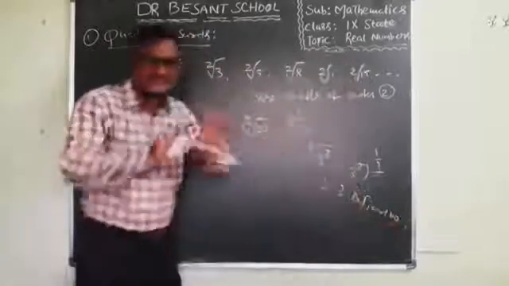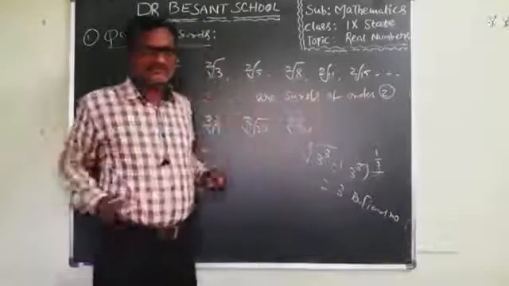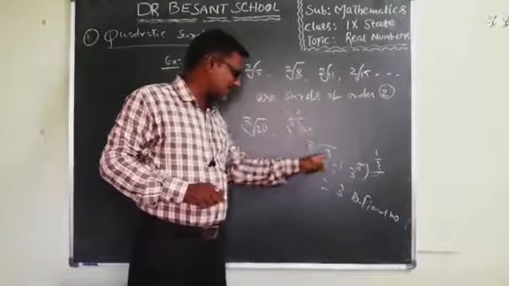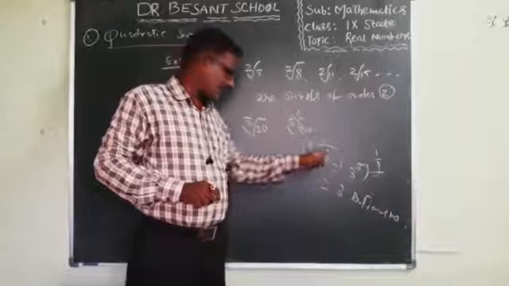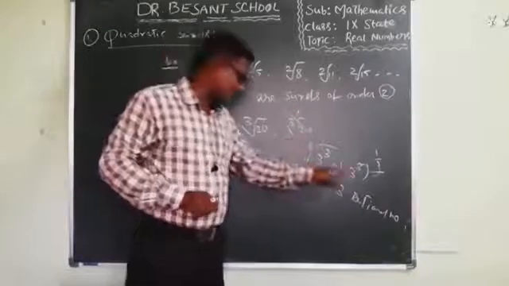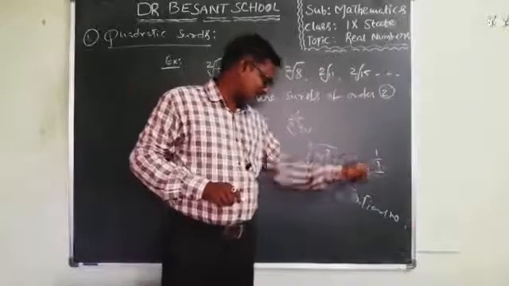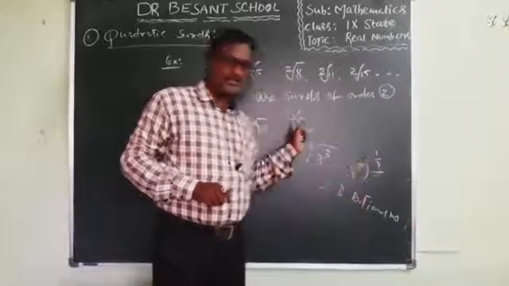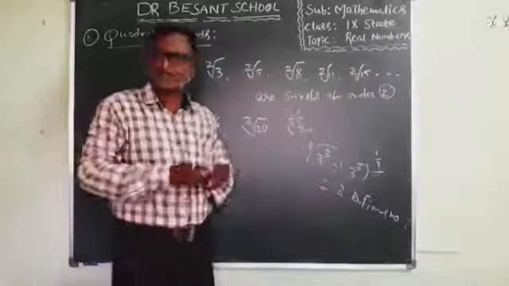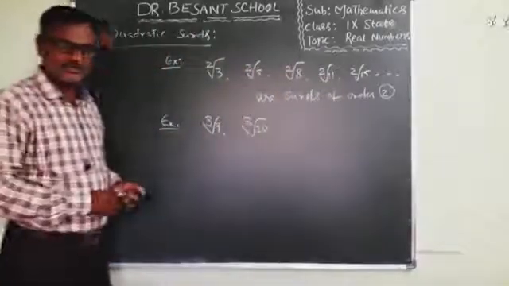So cube root 27 is not a surd. Why? Because 27 can be written as the third power of some rational number. Third power of 3 is 27. Cube root means power 1 by 3. The 3s cancel, 3 power 1. 3 is a rational number. Cube root 27 has the value 3, a rational number. It is not a surd. Don't take cube root 27.